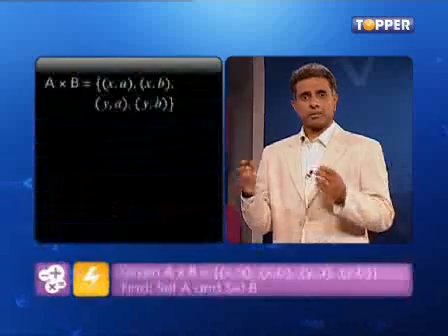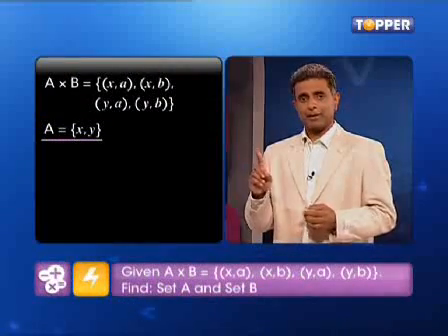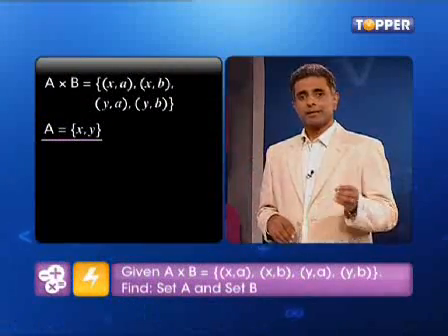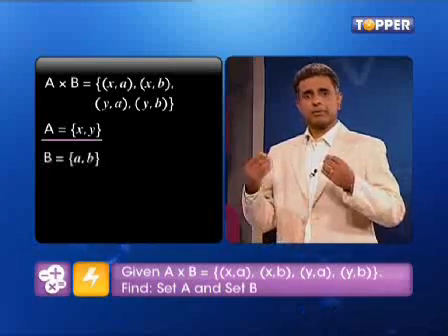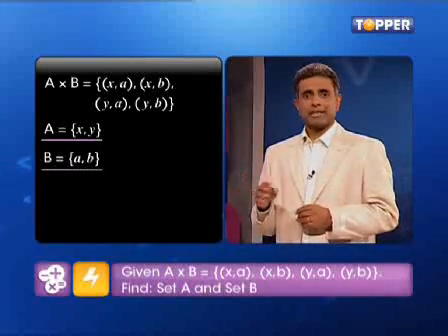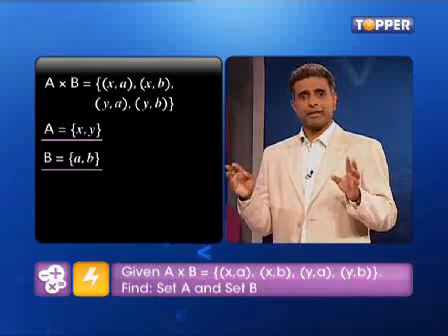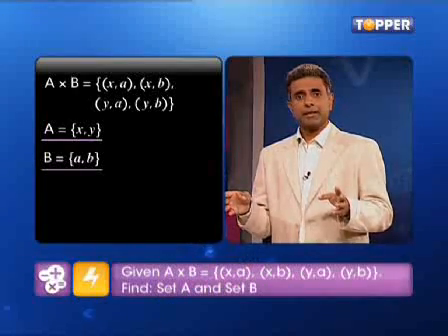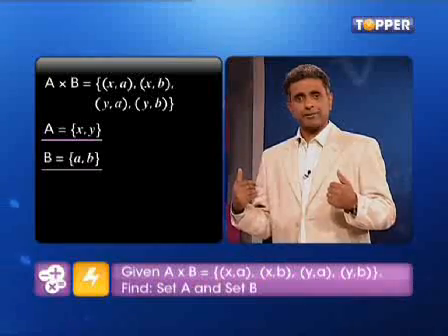Simple. Take the first parts of the ordered pairs and put them into a set A. Remember, no repetitions. Take the second parts and put them into a set B. You can actually double check this by writing out A cross B, and if you get back the given pairs, you're on the right track.